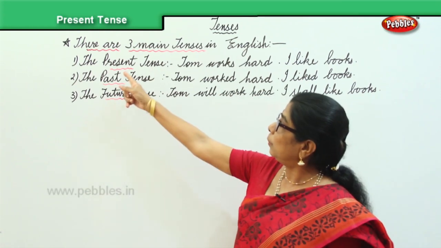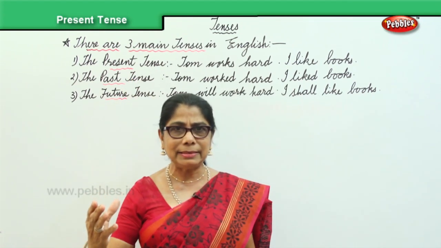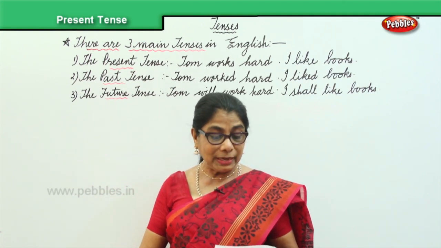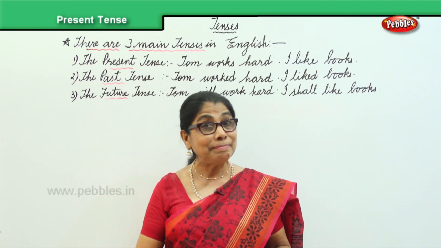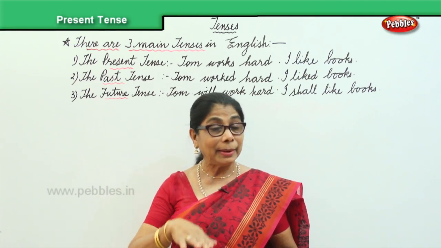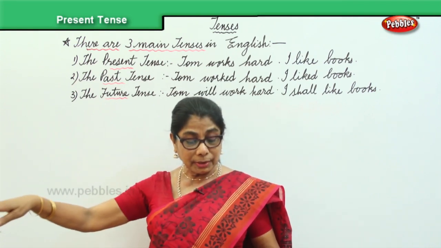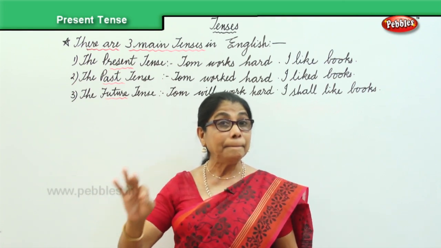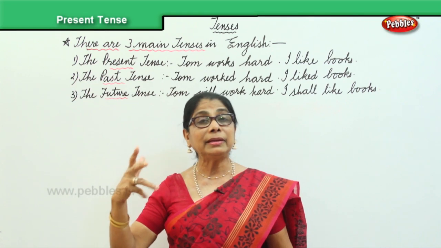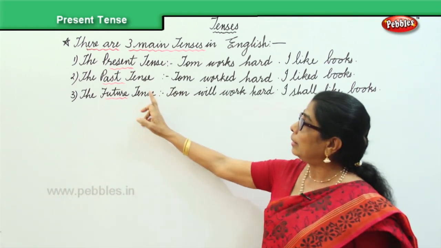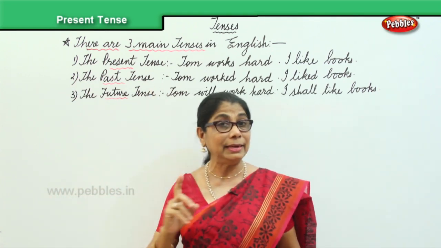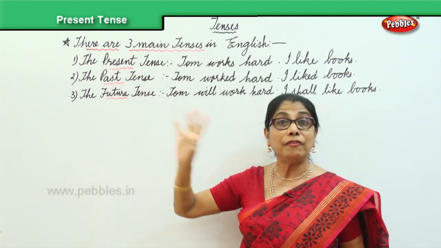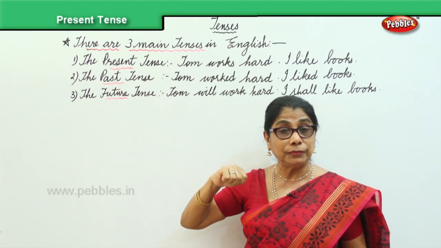So what we looked at now is, in the present tense, we have 4 forms. What was that? We said we did simple present, present continuous, present perfect, and finally present perfect continuous. Now we are going to look at the past tense. I said in all these 3 forms, we have 4 forms under each of those.